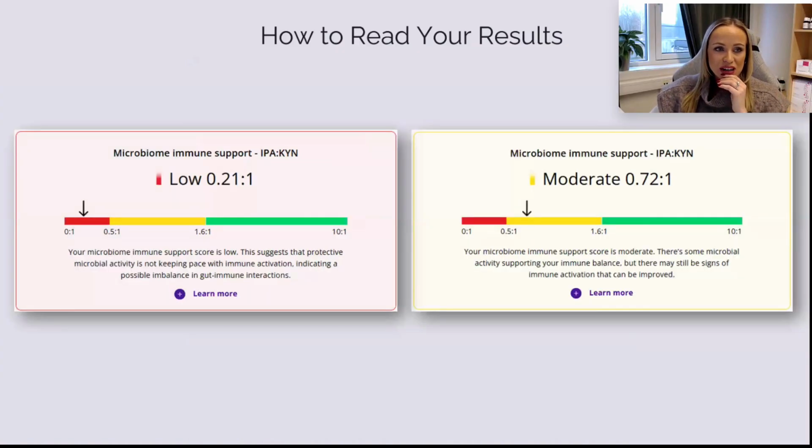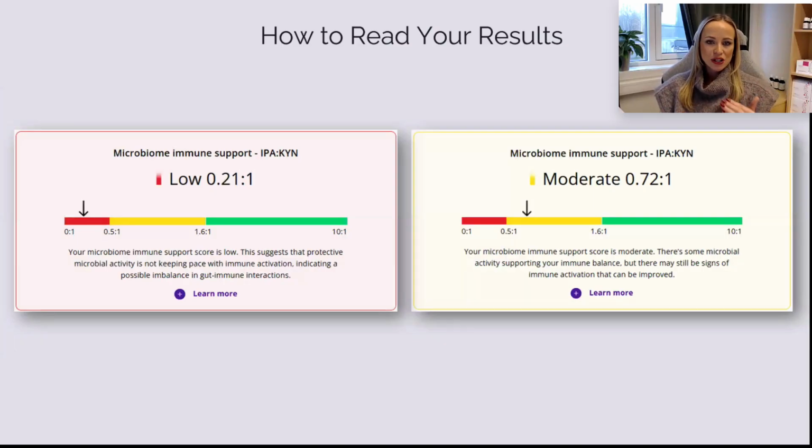So the next marker is the IPA to kynurenine ratio, or our microbiome immune support marker. And this one reflects the relative balance we have between these two opposing pathways of tryptophan metabolism. On one hand, we have the one driven by your gut microbiota that produces IPA, and on the other hand, we have the one driven by your body's immune and stress-related enzymes that produces kynurenine.